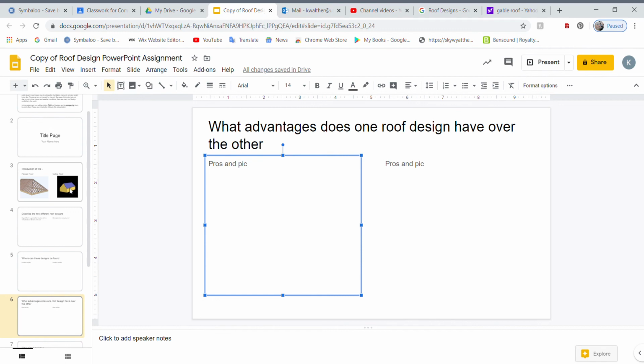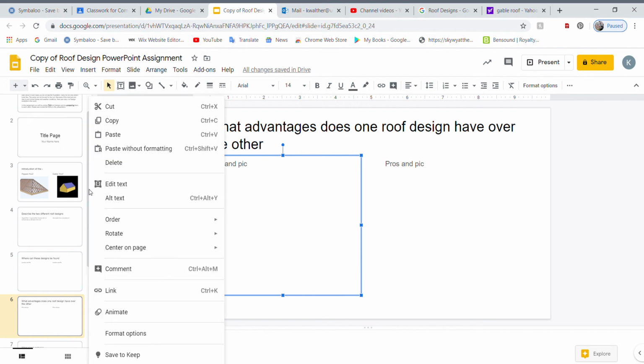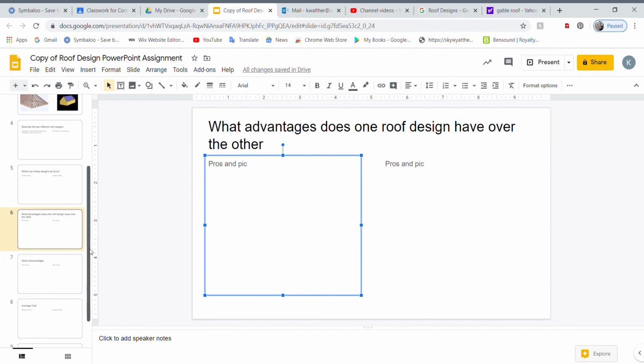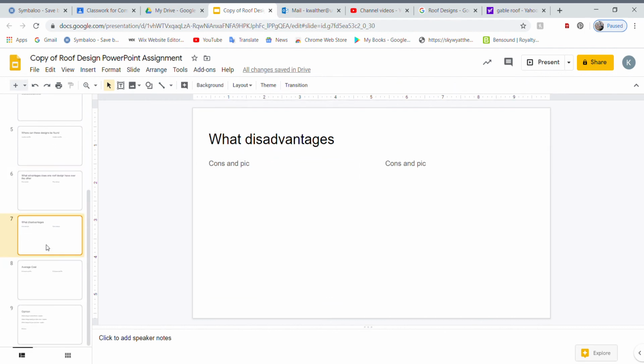So on the flip side, a gable roof, it's cheaper. It's the most common. Whatever your pros are of the roof design over the other. And you might only have 3 of those, which is fine. If you only got 3, go for it. But again, I want pictures on every one of these slides. Next, disadvantages. Same things. What makes one better than the other, okay?